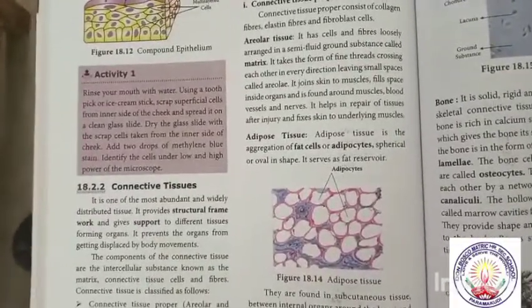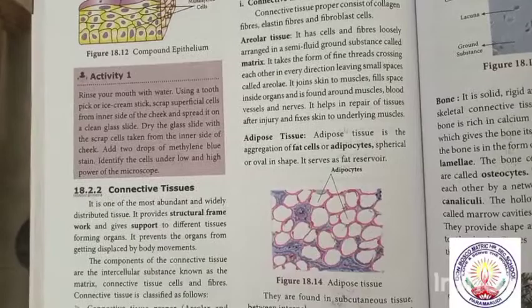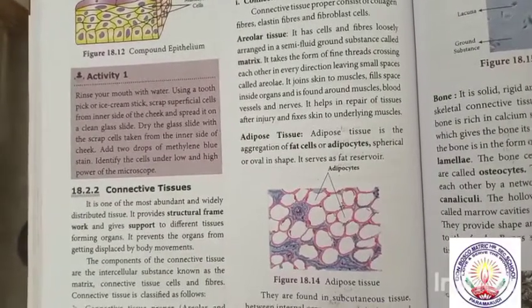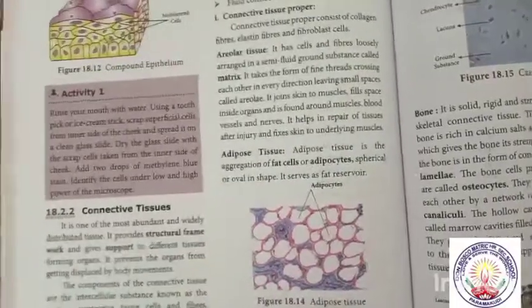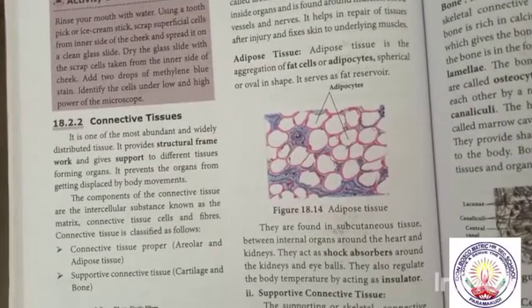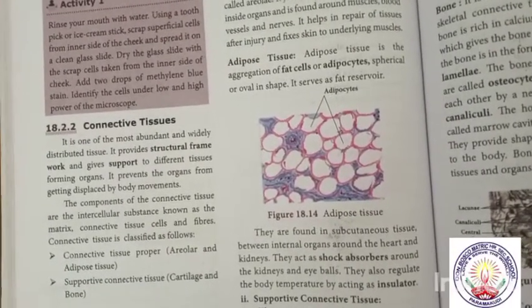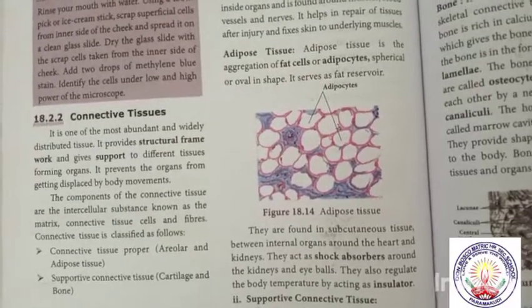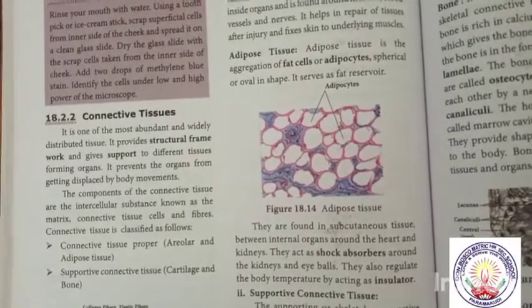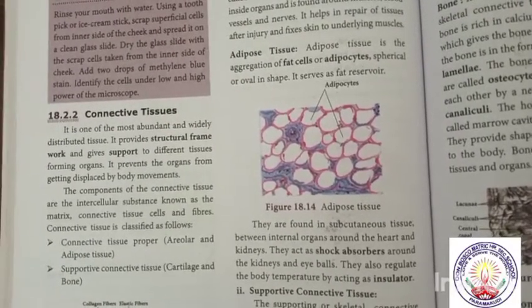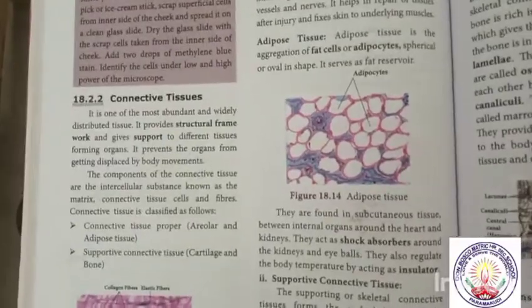Next, adipose tissue. Adipose tissue is an aggregation of fat cells or adipocytes, spherical or oval in shape. It serves as a fat reservoir. They are found in the subcutaneous tissue, between internal organs, and around the heart and the kidneys. They act as a shock absorber around the kidneys and eyeballs. They also regulate body temperature by acting as an insulator.